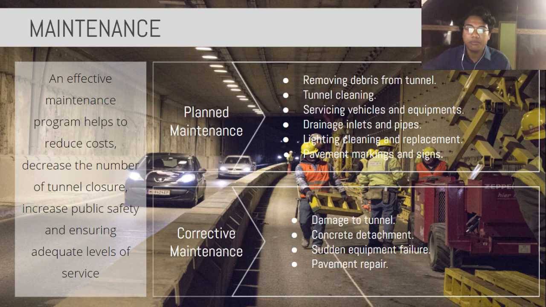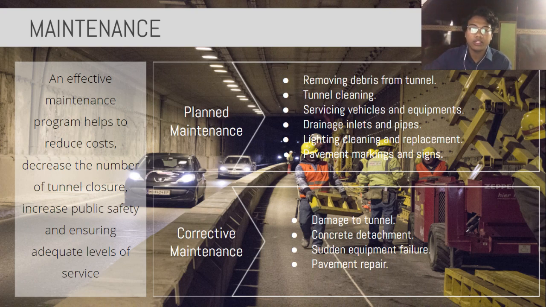And the last example of planned maintenance is pavement marking and sign. Pavement marking and signs should be cleaned when they become dull, just like the lighting. When we travel through the tunnel, we should be able to see the sign and marking clearly.